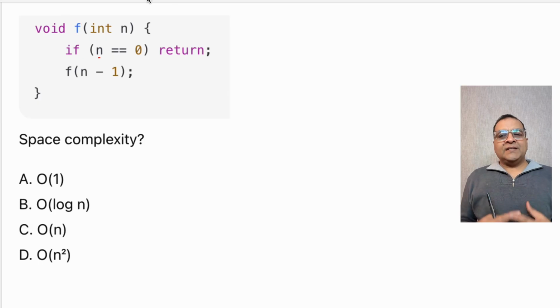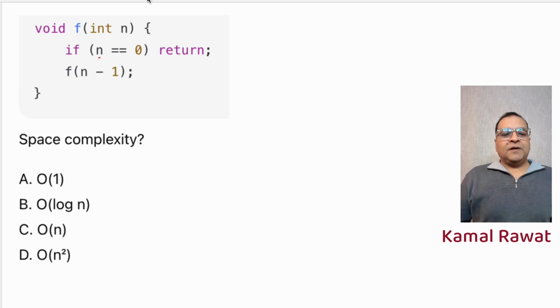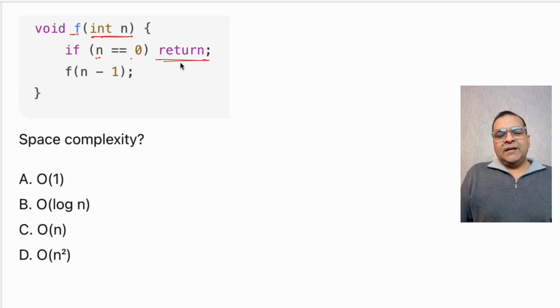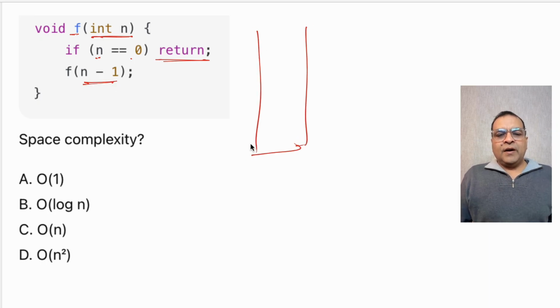Alright, so now let's practice some questions on memory complexity. This is the first question where you have a function f that receives an integer n. If n is equal to 0, then it doesn't do anything. Otherwise, it calls itself for n minus 1. This is a typical linear recursion where the function is calling itself for n minus 1.